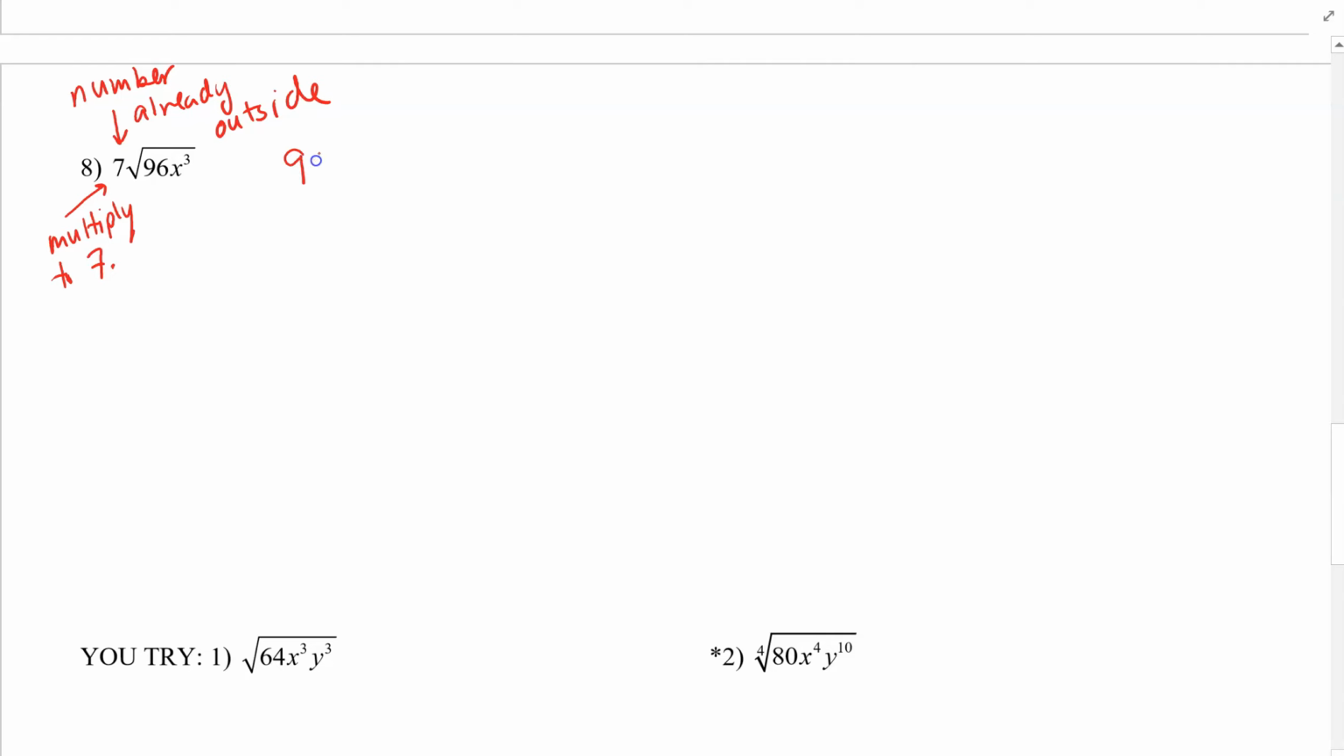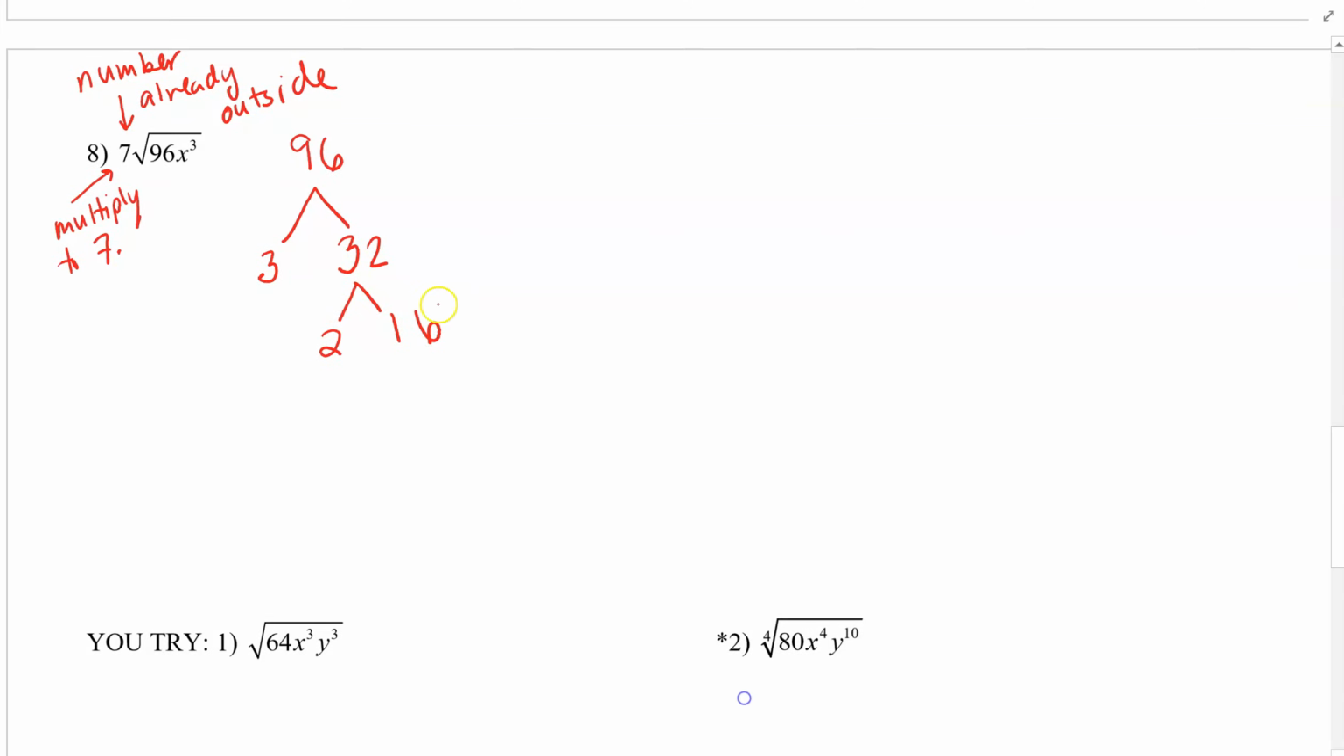We'll start by looking at the factors of 96. So 96, it looks like it can divide nicely by 3. So 3 goes into 9 3 times, it goes into 6 twice. 32 we know can break into 2 and 16. I see my perfect square right here, right? 16 can break into 4 and 4. And yes, I can break the 4s down further, but I won't because I already see my perfect pair right here.